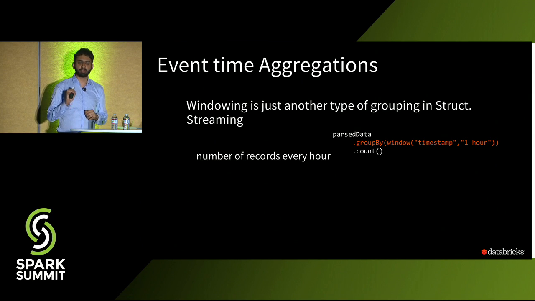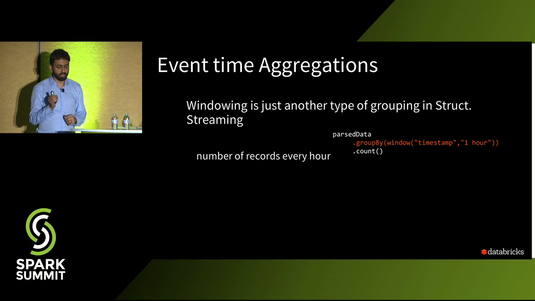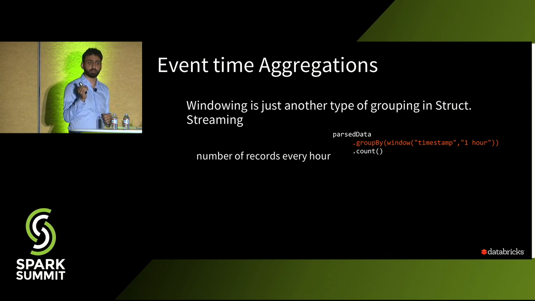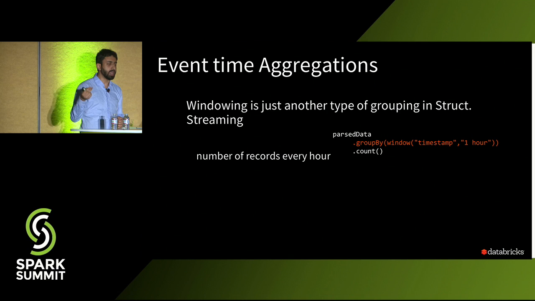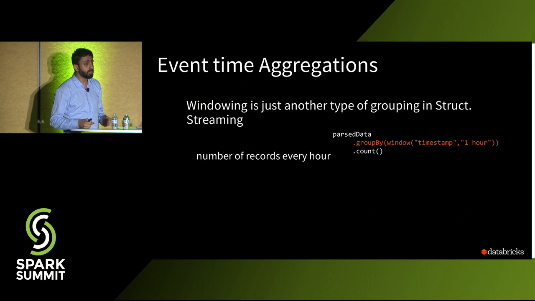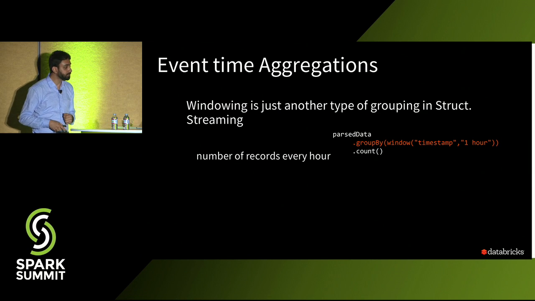So let's start with simple event time aggregations. You want to basically count the number of events you received in the last 1 hour windows using a field which, after parsing out all the JSON and flattening and stuff, is called timestamp. And that is the time when the data was generated in your IoT device. And you want to count every 1 hour how many devices reported their data.